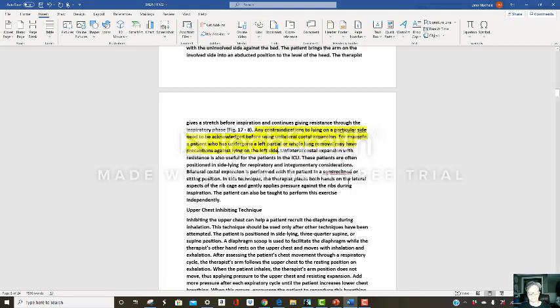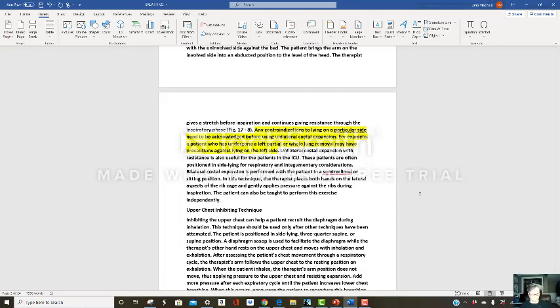Bilateral costal expansion is performed with the patient in a semi-reclined or sitting position. In this technique, the therapist places both hands on the lateral aspects of the rib cage and gently applies pressure against the ribs during inspiration. The patient can also be taught to perform this exercise independently.